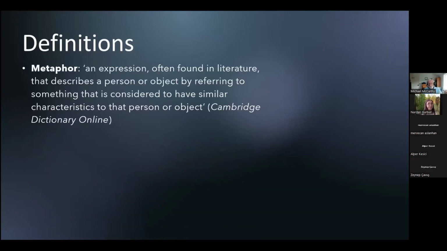The most common, of course, is metaphor. And I've put here a definition from the Cambridge Dictionary online. And they define it as an expression often found in literature that describes a person or object by referring to something that is considered to have similar characteristics to that person or object. Okay, so far so good.